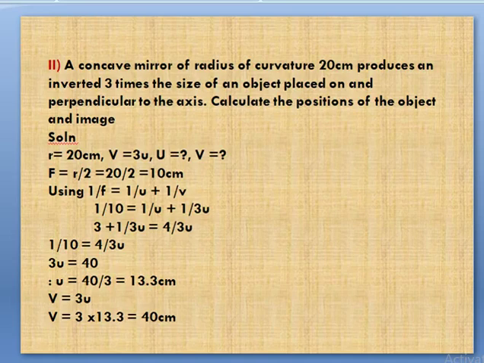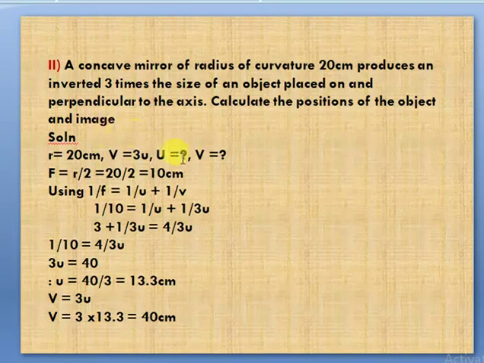Now, let's go over to example number 2. A concave mirror of radius of curvature 20 cm produces an inverted image 3 times the size of the object, placed on and perpendicular to the axis. Calculate the positions of the object and the image. We are looking for U and we are looking for V. Remember, we are still talking about a concave mirror of radius of curvature 20 cm.